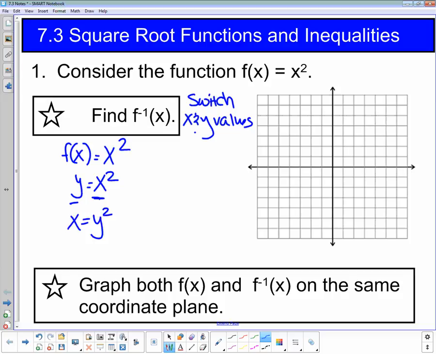All right, so solving for our y value now, or our f inverse, we take the square root of both sides, and we're going to get y equals the square root of x. So we have f inverse of x is equal to the square root of x. So the inverse of f of x equals x squared is the square root of x.